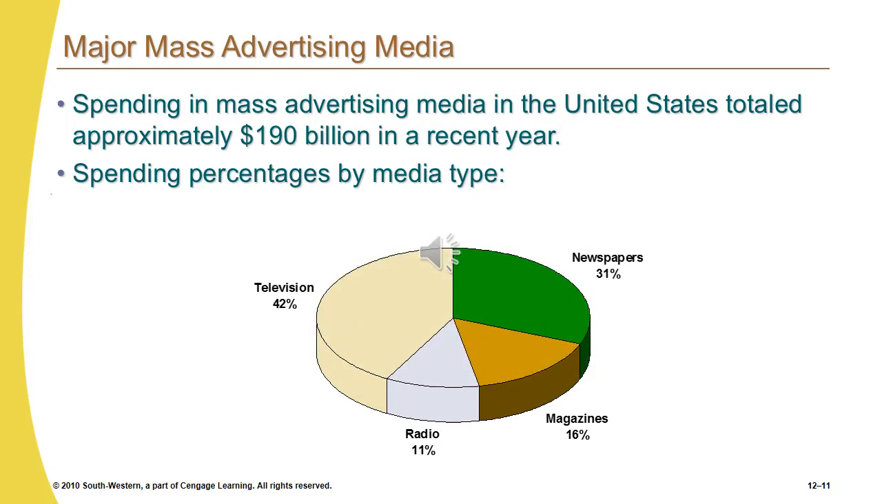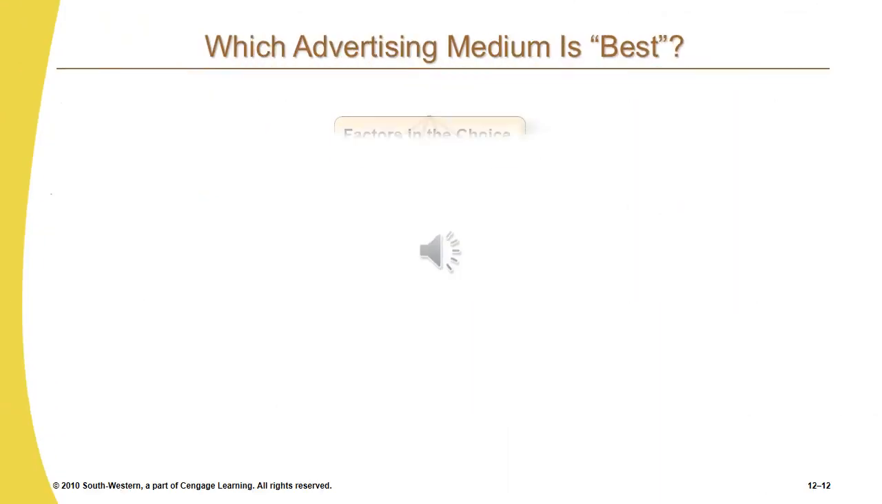Major mass advertising media. United States spending in mass advertising media totaled approximately $190 billion in a recent year. This chart explains spending percentages by media type. Television is the highest with 42%, followed by newspaper with 31%. At third place is magazines with 16%. The lowest percentage is radio with 11%.